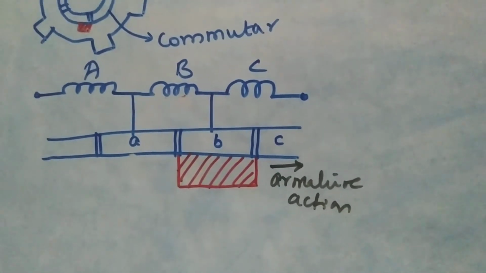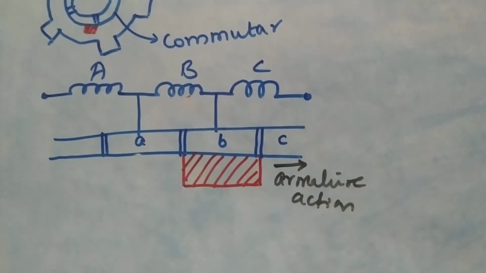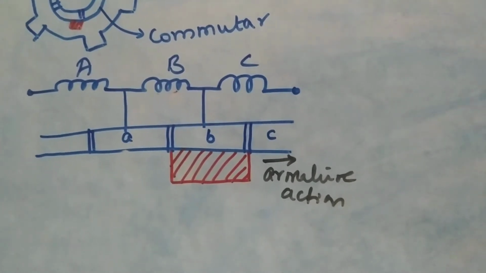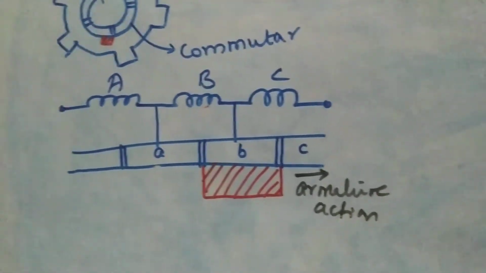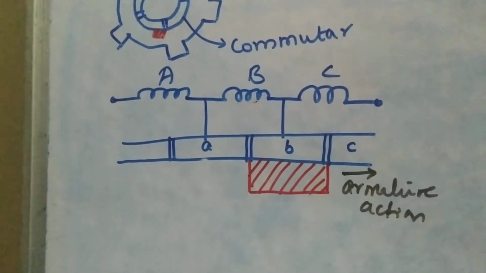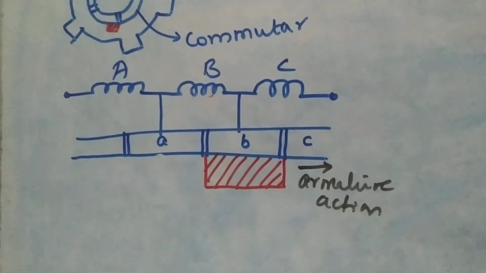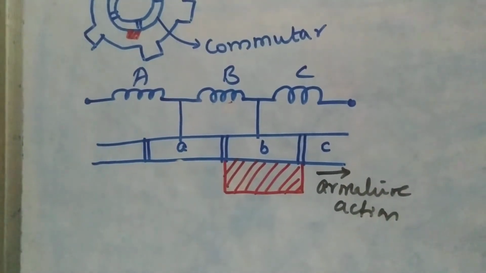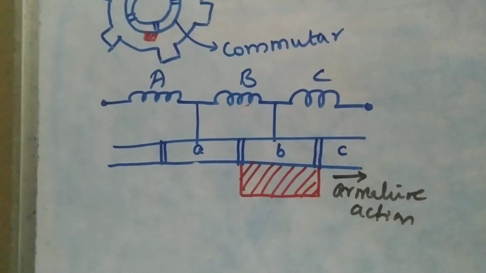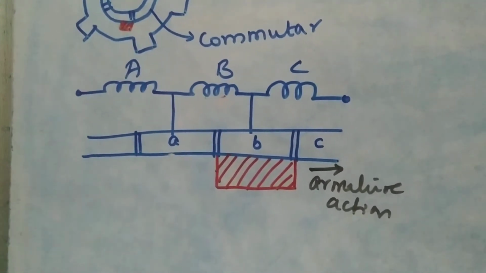Suppose each coil is going to carry a current of 10 amperes. Let me assume that each of the coils carries 10 amps. Or else let me take each conductor as carrying 20 amperes. So at that time, what will happen?